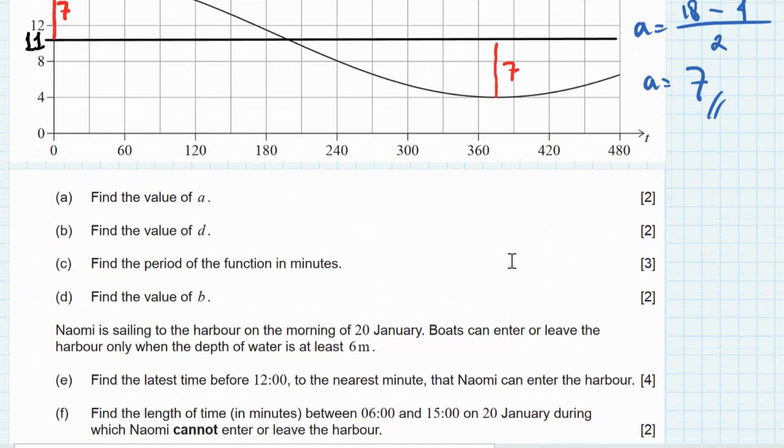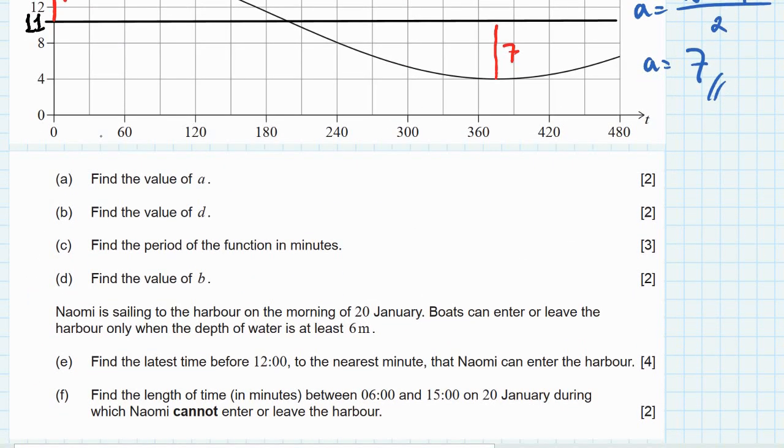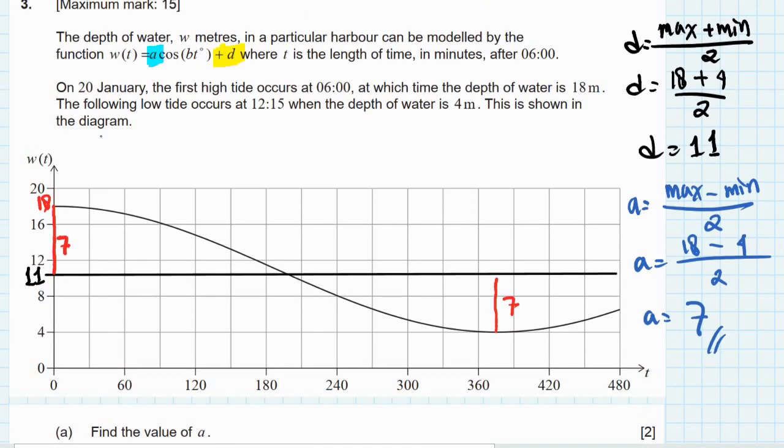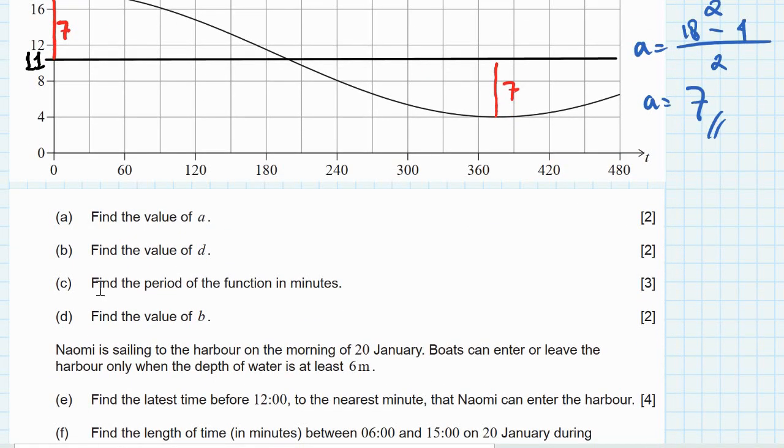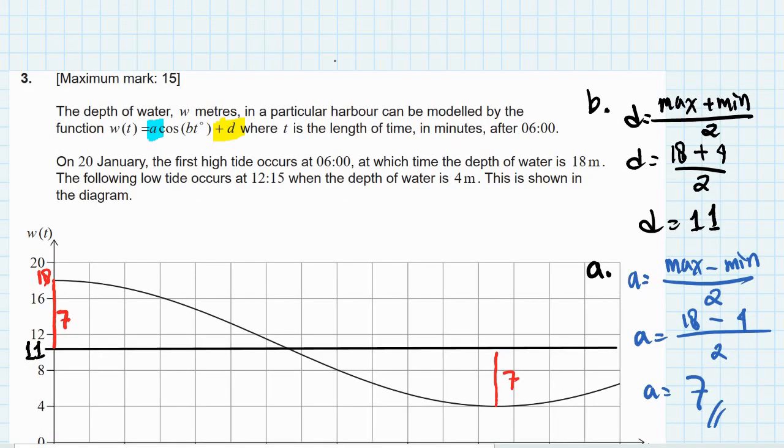So that means this is the answer for question B and A. Sorry, we're not following order. So this is question B, this is question A. Next. Okay, the next one is B.